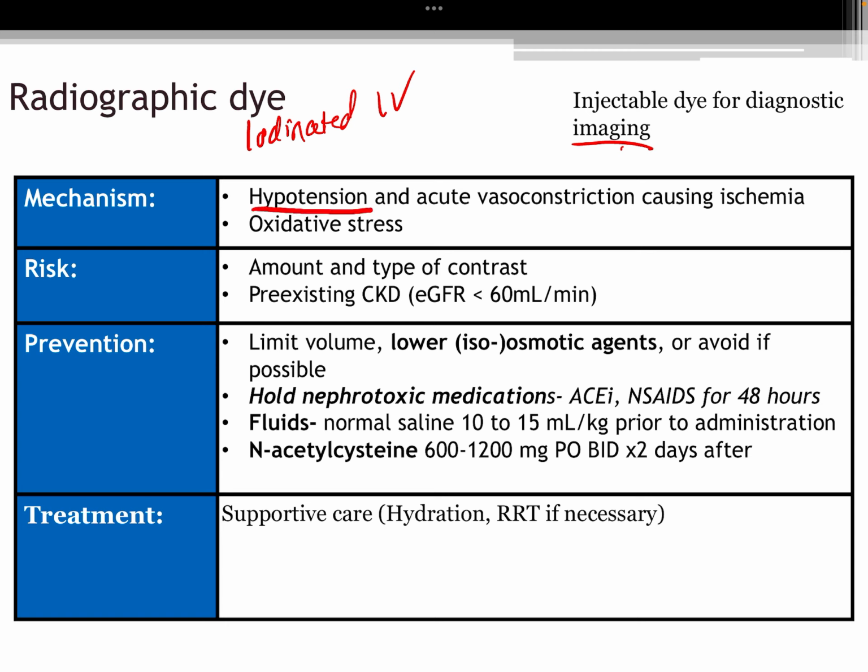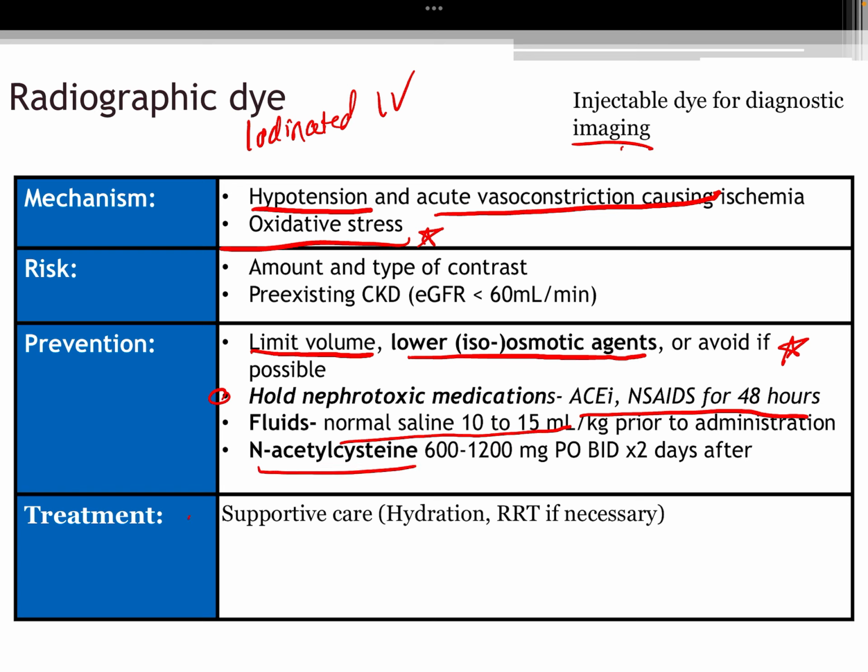So, hypotension, acute vasoconstriction, and then oxidative stress are the mechanisms. And really the risk factors revolve around the type of contrast and if the patient has pre-existing CKD. So the type of contrast, meaning that you want to try to limit the volume and also use lower osmotic agents. If you don't need to use contrast, then you can try to avoid it if possible. You want to make sure you're holding nephrotoxic medications for 48 hours, and giving fluids such as normal saline is appropriate prior to administration, along with N-acetylcysteine. Once again, our treatment really is supportive care. You might need renal replacement therapy.